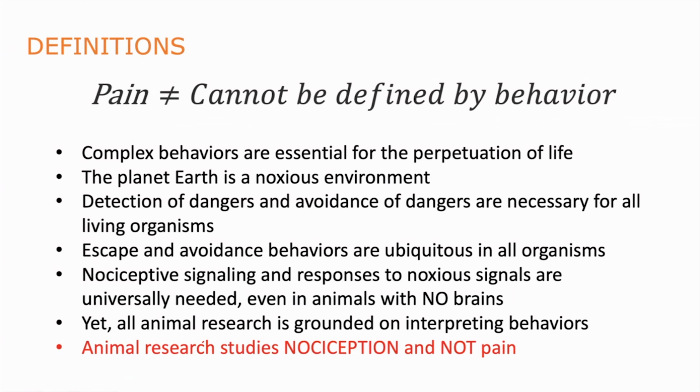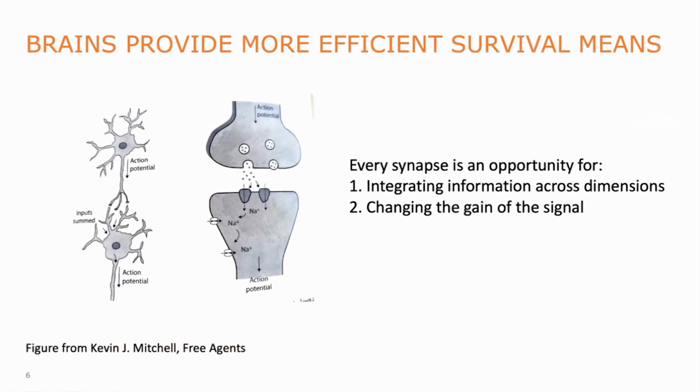Yet all of our animal research is grounded on interpreting behaviors. So instead, to make our conversation logical, one has to say that all animal research studies nociception, the machinery that can and may be associated with pain, but not pain. And we can only study pain in humans where the subjectivity can be verbally described. So moving on to more complex organisms, I will move on to the more clinical topic very soon.